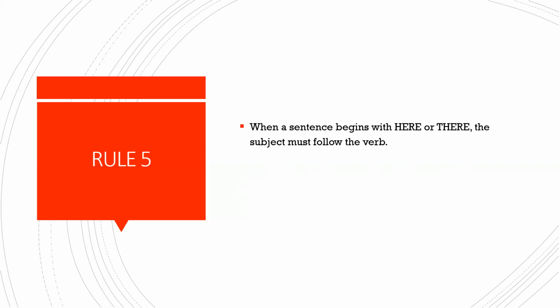Here's the fifth rule for you. When a sentence begins with here or there, the subject must follow the verb. So if you see here or there in your sentence, not just anywhere in the sentence, but beginning with here or there, then the subject must follow the verb. What do I mean by this? Here's what I mean.